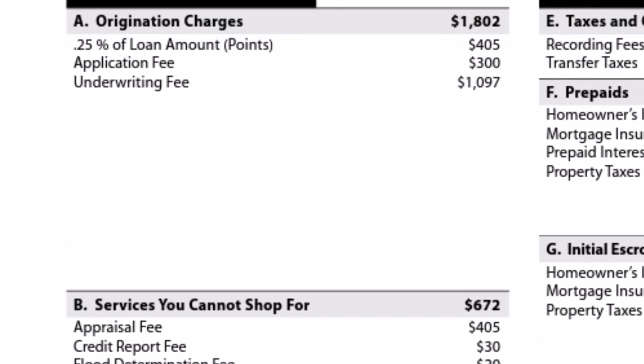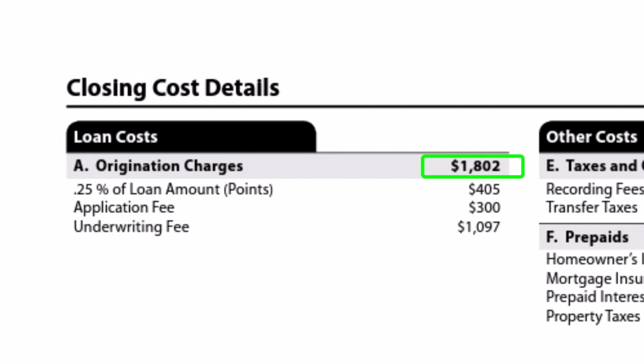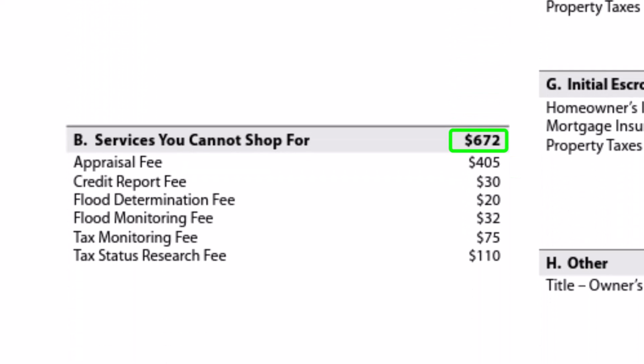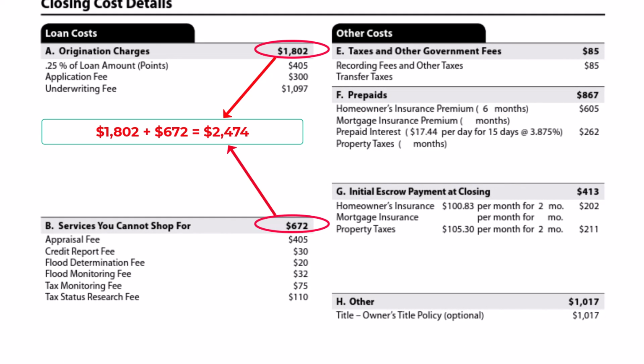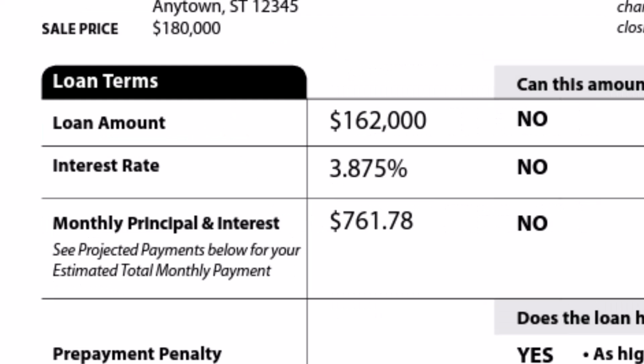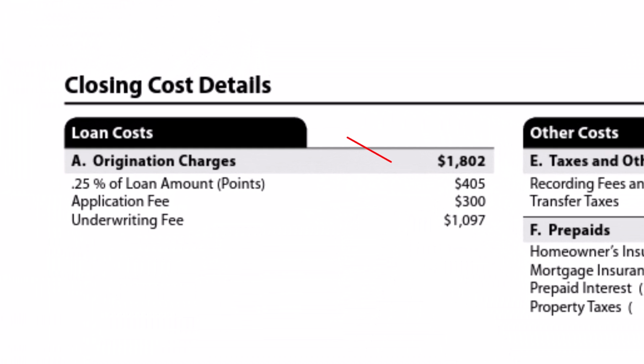For example, here you have $1,802 in origination charges and $672 in services you cannot shop for. Then the total of $2,474 is what the lender is charging to give you the rate of 3.875. This rate is listed at the top of the first page in the loan terms section. It is possible to have $0 in loan costs, but this would likely result in a higher interest rate. On the other hand, you can also pay more upfront for a lower interest rate and a lower monthly payment. The decision is ultimately up to you based on your goals and preferences.